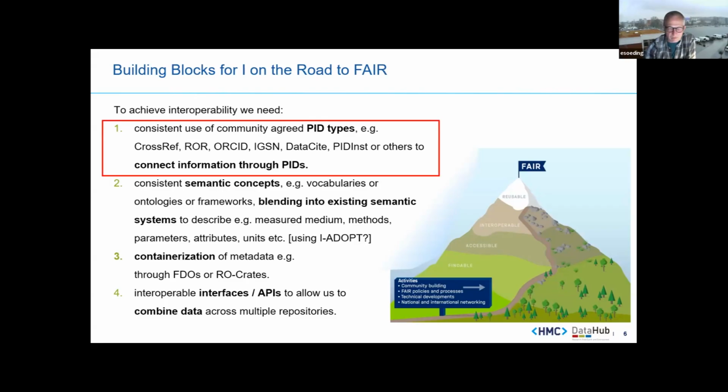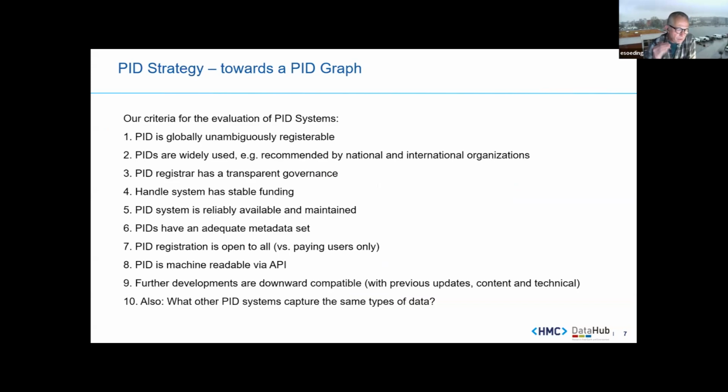So these are the four steps that we're trying to implement, and I'm only talking about the first one now. The first goal, which is relatively simple, still difficult, but relatively simple, is how can we implement different PID types across all our organization. So the first thing we did is we evaluated a large number of different PID types, and I will not go through all of these. I'll just leave these in the slides so you can look them up.